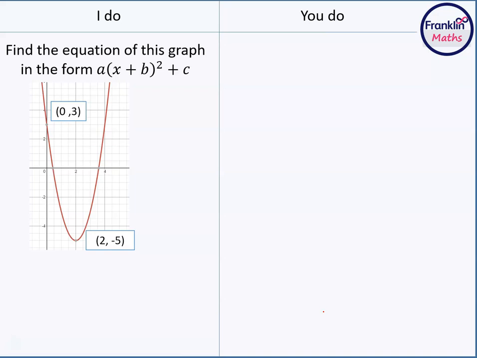Okay, so how can we use completed the square form? Let's have a look at this question here. We've got a graph drawn, we've got the y-intercept, and we've got the vertex. Okay, so we know that if you complete the square, you get the vertex.